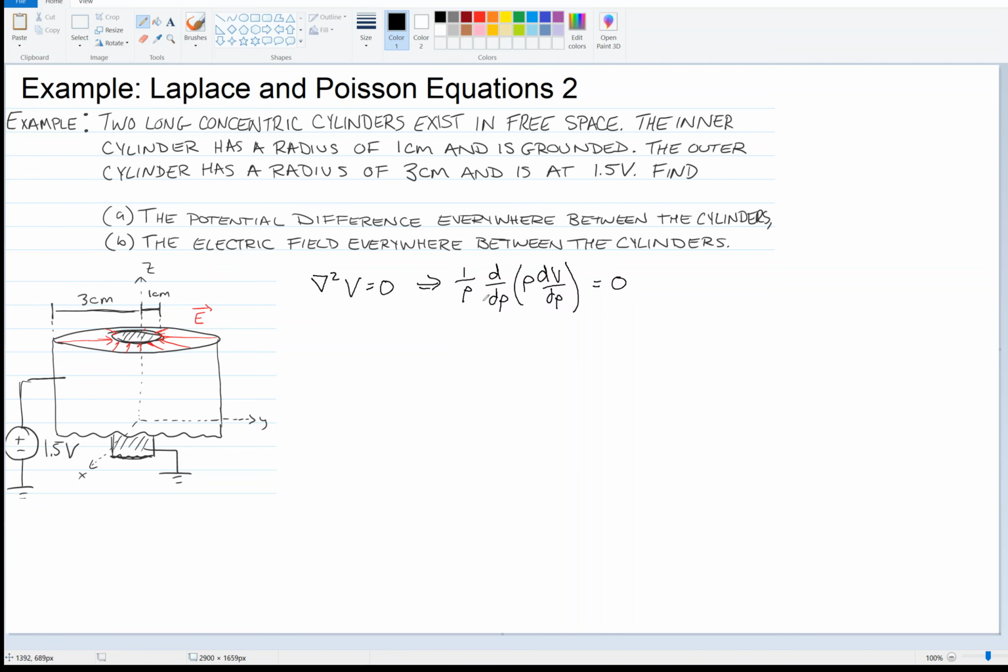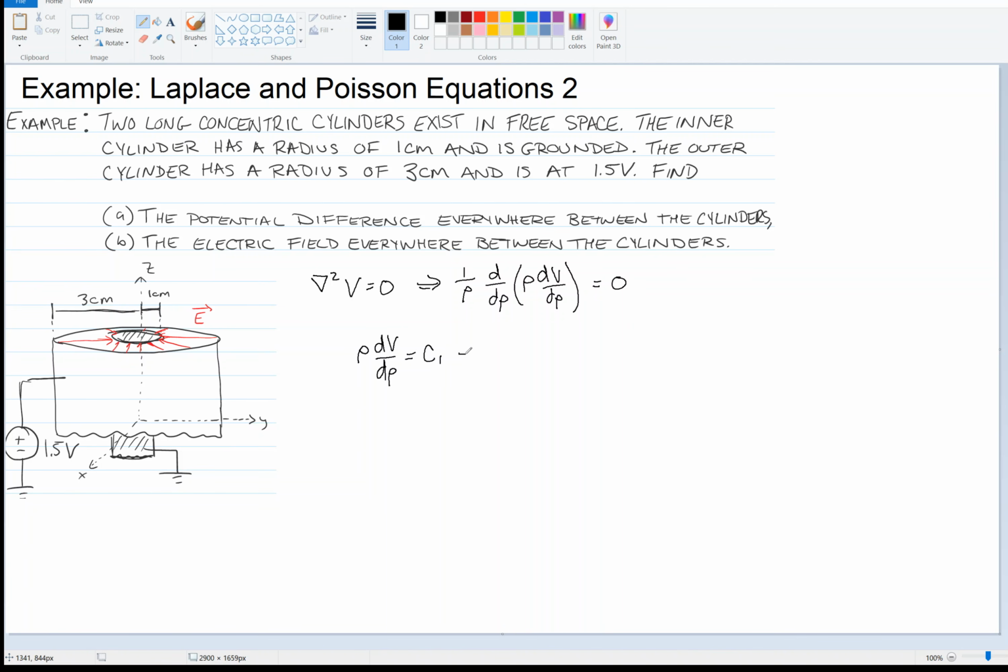So I can multiply by rho on both sides, and still I would have equal to 0. And so essentially I have the derivative of the thing in parentheses is equal to 0. That means the thing in parentheses has to be equal to a constant. That is to say, rho dV d rho must be a constant. I'm going to call that constant C1. Because if the thing in parentheses is a constant, then when I take its derivative, I get 0, and then when I multiply by 1 over rho, I still have 0.